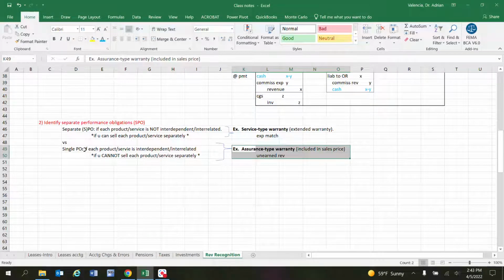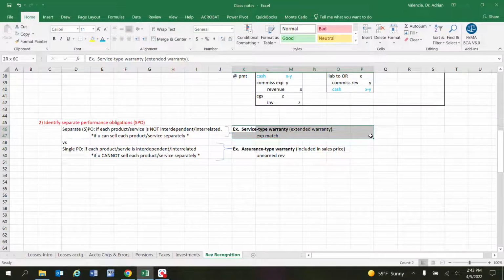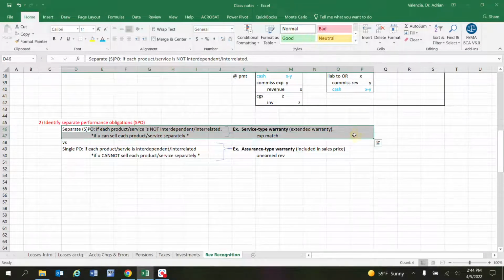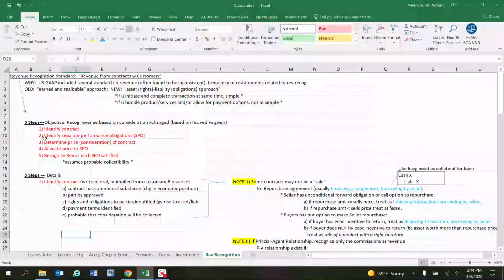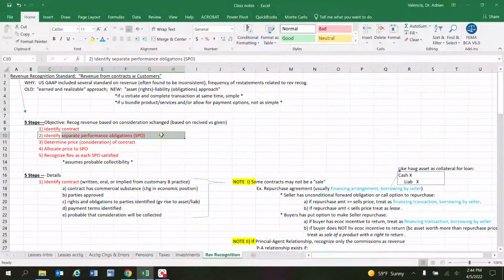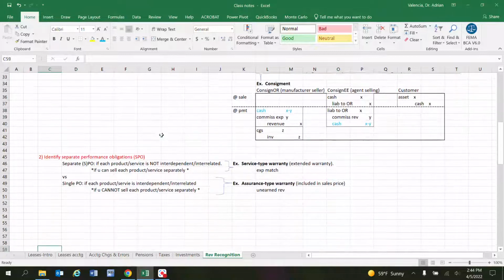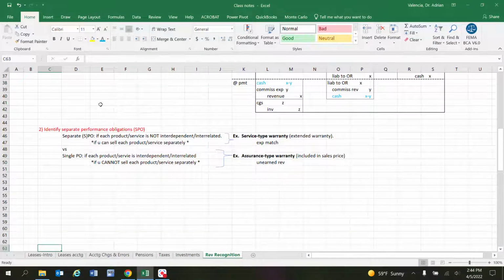But if on top of that you decide to buy an extended warranty, then from an accounting perspective, we can separate those out. It has a value, and we're going to treat it as a separate performance obligation with different criteria for satisfaction in terms of revenue recognition. Okay, so that's the second component on identifying the separate performance obligations. Ask yourself those questions, and that'll help you determine whether or not you have SPOs, or if it's just a single performance obligation.